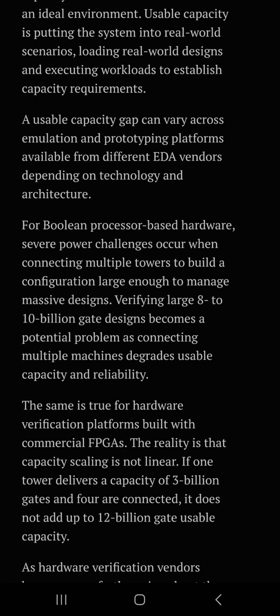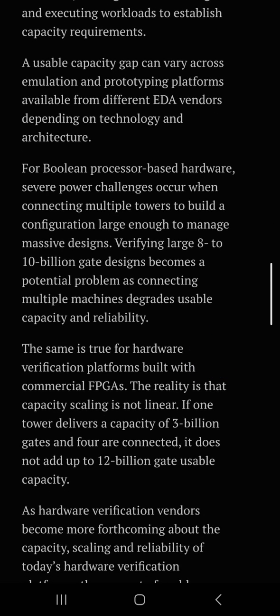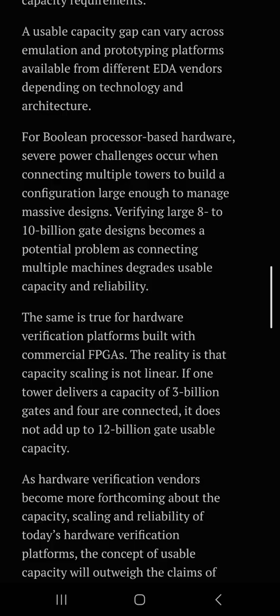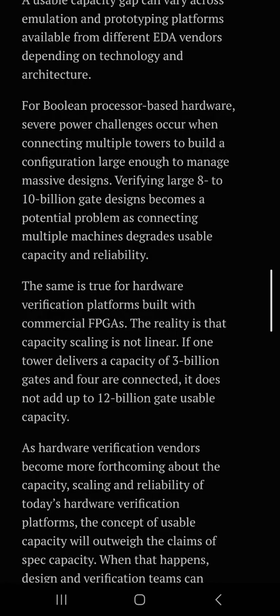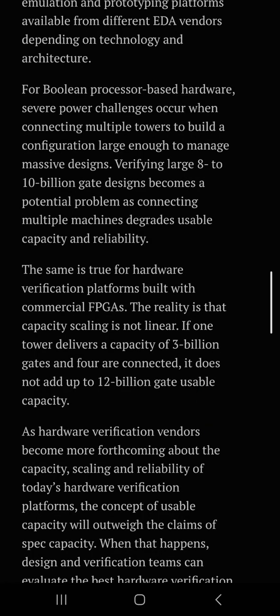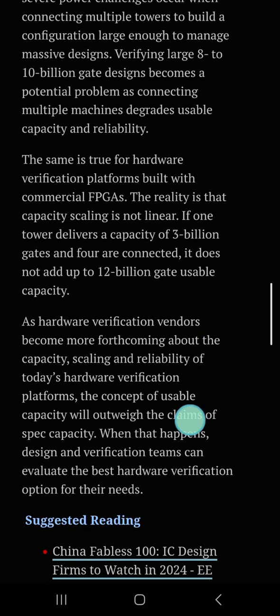Verifying large designs of 8 to 10 billion gates becomes a potential problem, as connecting multiple machines degrades usable capacity and reliability. The same is true for hardware verification platforms built with commercial FPGAs. The reality is that capacity scaling is not linear. If one tool delivers a capacity of 3 billion gates and four are connected, it does not add up to 12 billion gates of usable capacity.